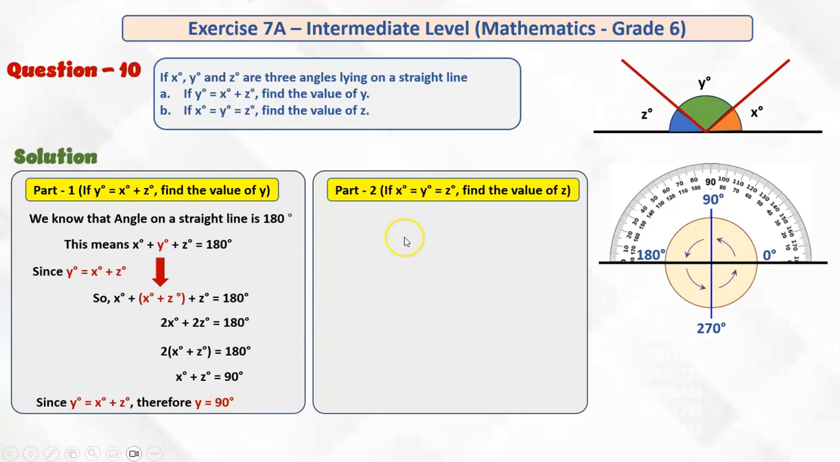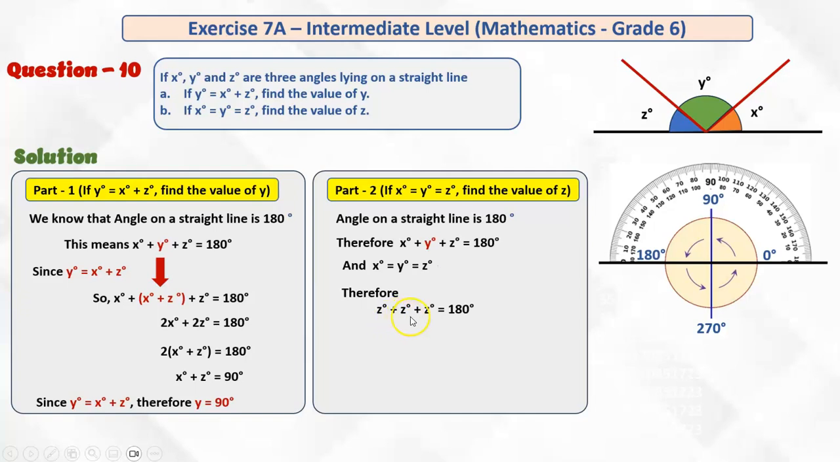And for part 2, we have to see that if x is equal to y is equal to z, we have to find the value of z. So angle on a straight line is 180 degree, we already know that. x plus y plus z is 180 degree, so we can write x is equal to y is equal to z. So for x we will say that it is equal to z, for y it is also equal to z, and z will come as it is. So 3z is equal to 180 degree and z is 60 degree, and that is your answer.